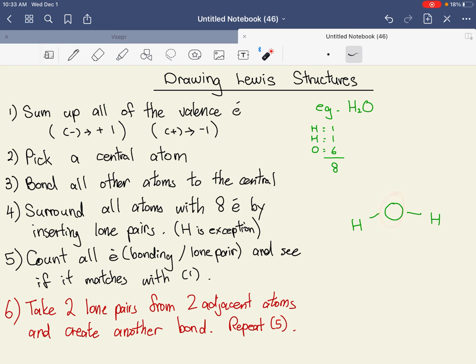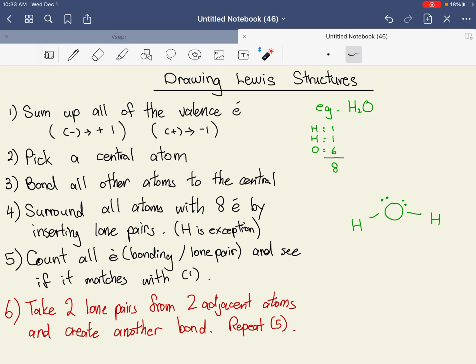This oxygen, not fine, because there's only 4 electrons right now surrounding oxygen. I want to make sure that oxygen is surrounded by 8. So what do I do? I do exactly what I said I'm going to do. I'm going to insert lone pairs. Right there, that's 1 lone pair. Here's another lone pair. Now I'm good because right now oxygen is surrounded by 2, 4, 6, 8. There you go.